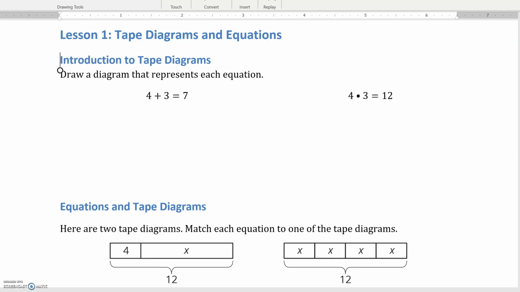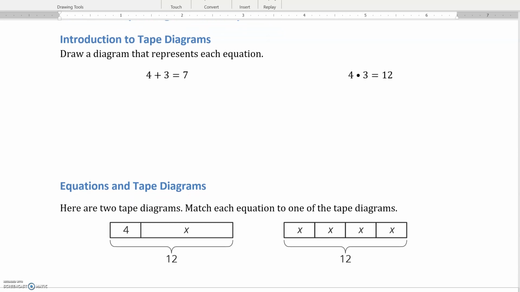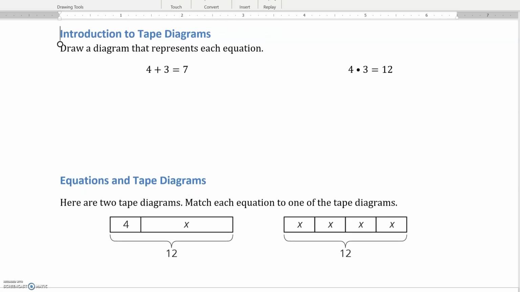Hey scholars, today we're going to start our new unit on expressions and equations, and we are going to start off by introducing ourselves to how we can use tape diagrams to represent equations. So to start us off, we're going to look at some mathematical statements with just numbers and draw pictures to help represent those. So let's start off with the first equation, which says 4 plus 3 equals 7.